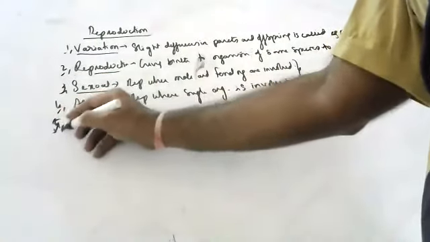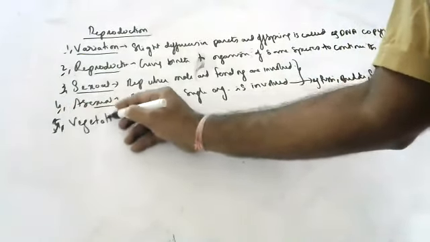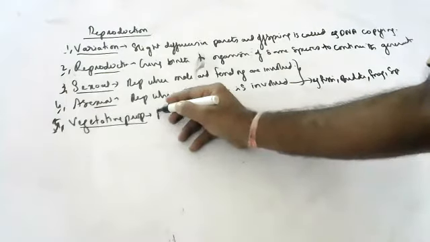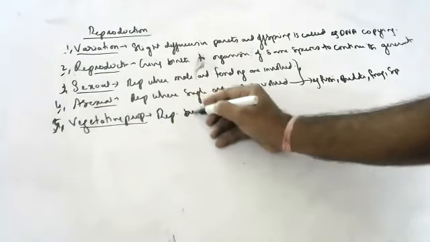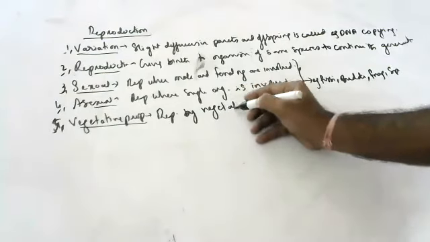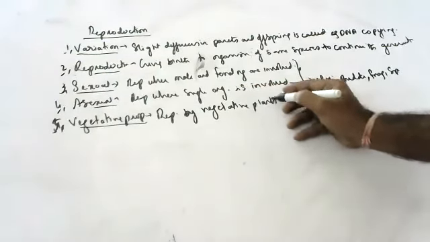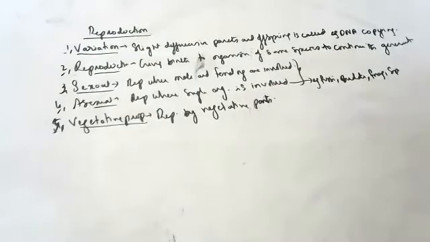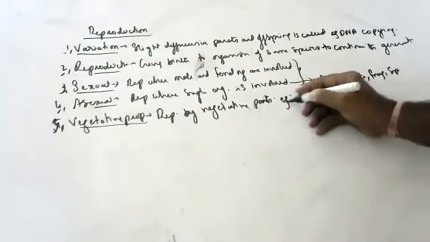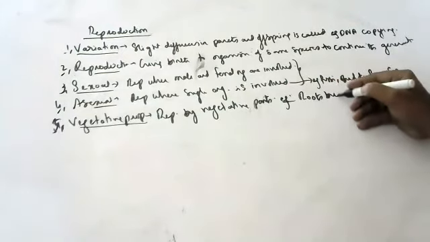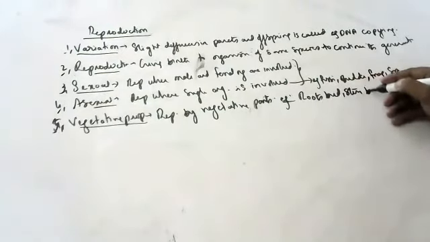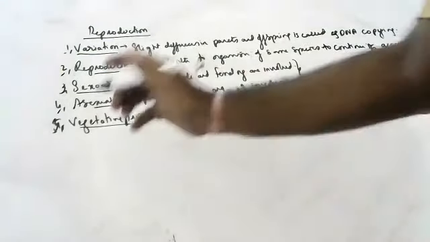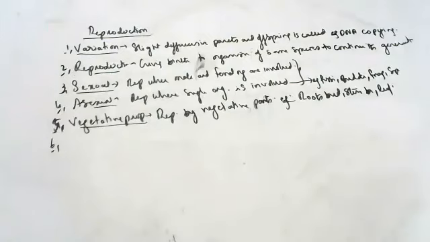Next, vegetative propagation. What is meant by vegetative propagation? Reproduction by vegetative parts. This we will discuss in plants too. Vegetative parts means any part except the flower. Examples: using root buds, stem buds, leaf buds, or any other vegetative parts.